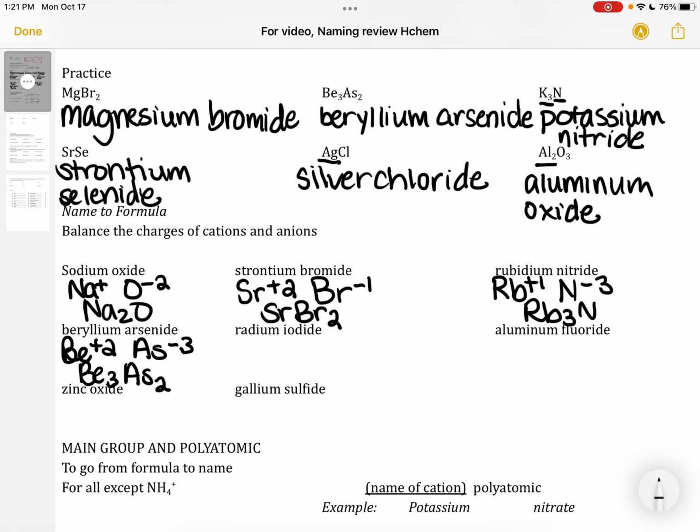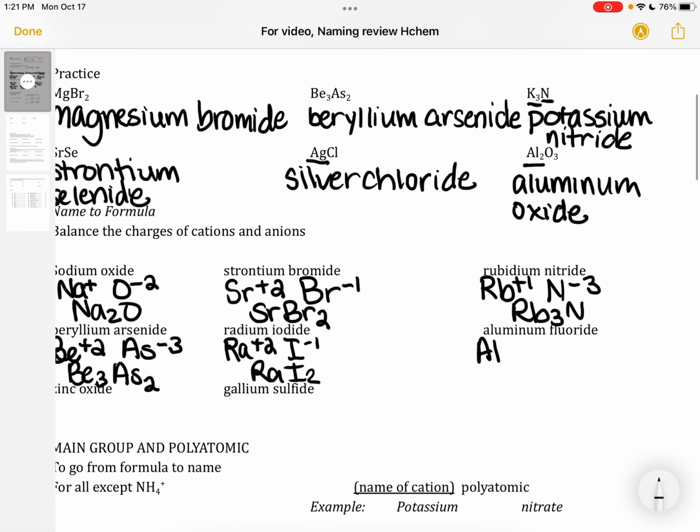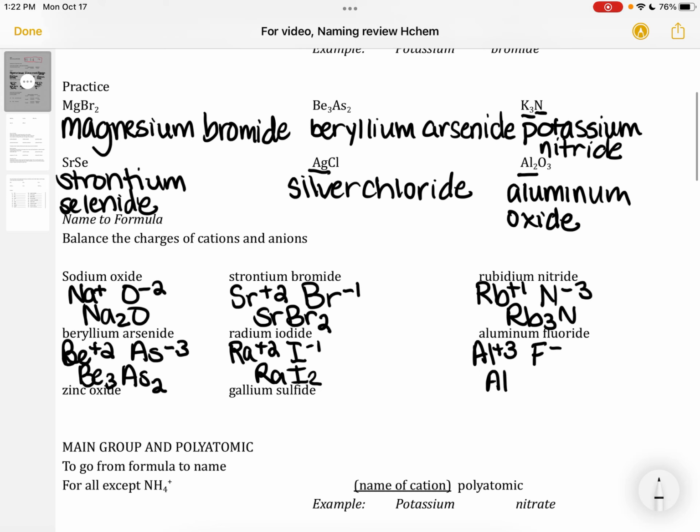Next we have radium iodide. So radium is a +2. Iodine's a -1. So we need 2 iodines, RaI2. Okay. Aluminum fluoride. So we know aluminum, because we just wrote it on our periodic tables, is a +3, and fluorine is a -1. So it's going to take 3 fluorines to balance out that aluminum. So AlF3.